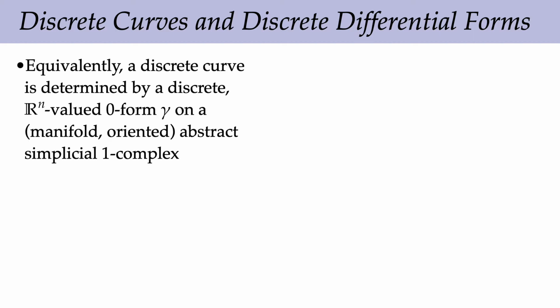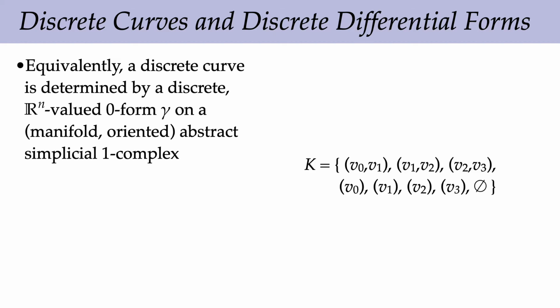We spent a lot of time developing that language. Well, a discrete curve is ultimately determined by a discrete Rn-valued zero form gamma on an oriented abstract simplicial 1-complex. Okay, so that's some very, very fancy language for describing something as simple as just connecting the dots. But at this point, you should be able to hit pause, read through each of those words, think back to all the discussions we've had, and really untangle that, right?